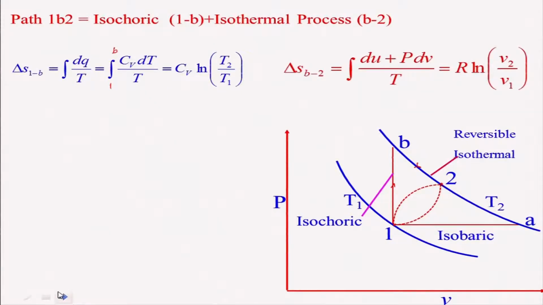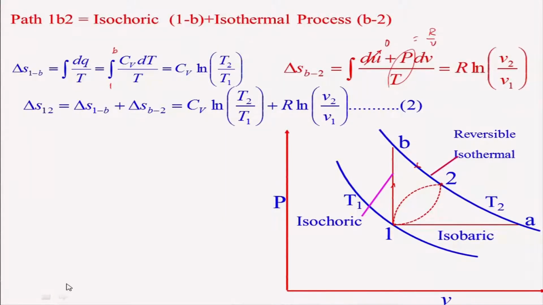So, for the path B2, the change in entropy will be equal to du plus Pdv, that is nothing but dq by T, and in this case it is an isothermal process, therefore du will be 0. Using the ideal gas law, that is nothing but Pdv by T. You can substitute P by T is equal to R by V, and then integrate that, which gives R ln V2 by V1.